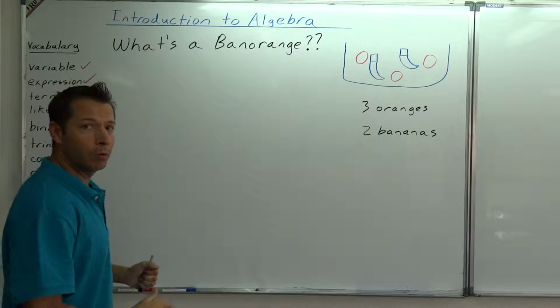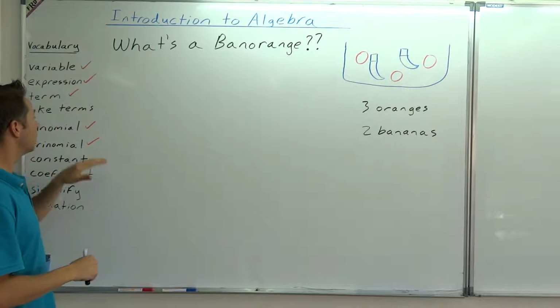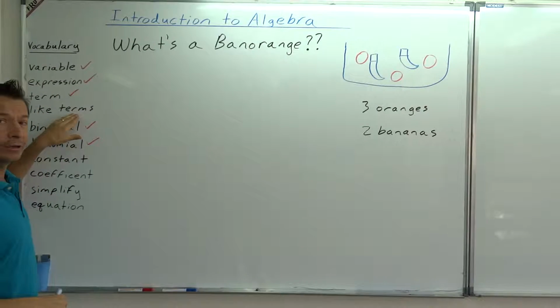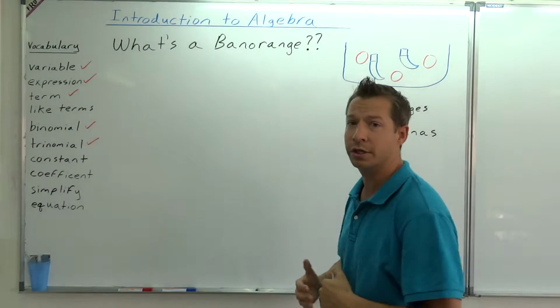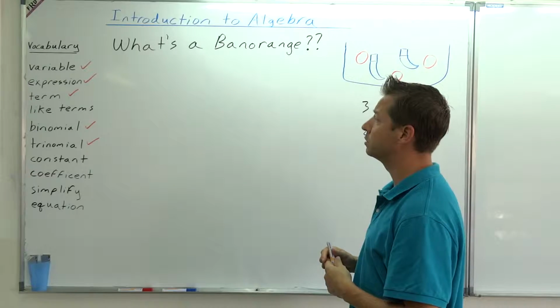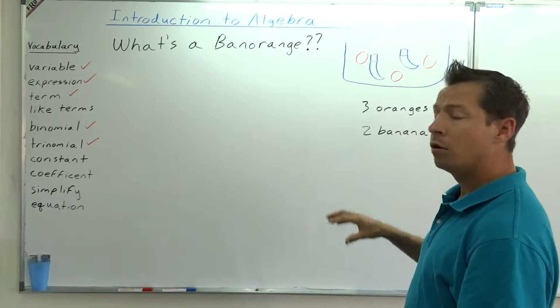Now, in algebra, one of the most important skills that you'll need to have is to be able to do something that we call recognizing like terms. And then later on, to be able to simplify those terms in expressions and in equations. So let's take a look at the example that I have on the board.